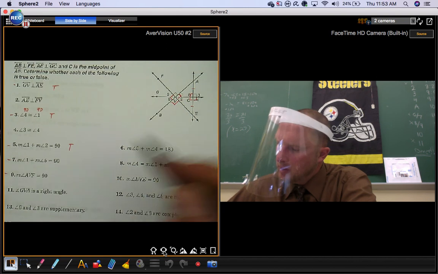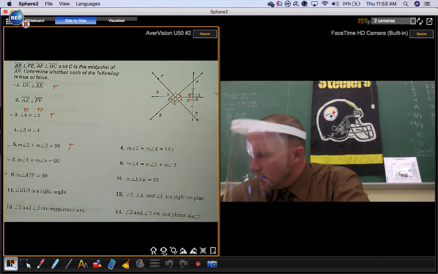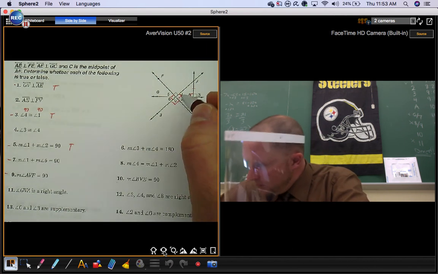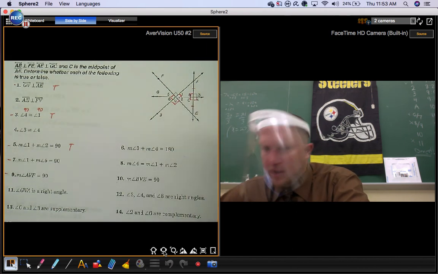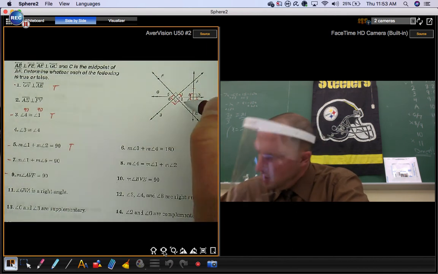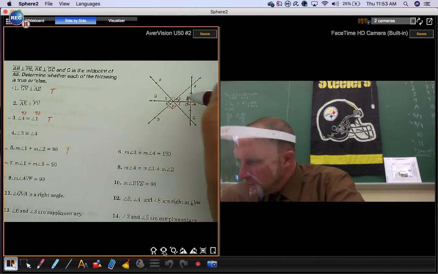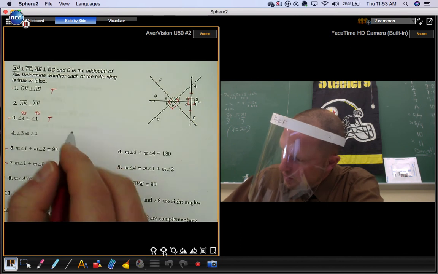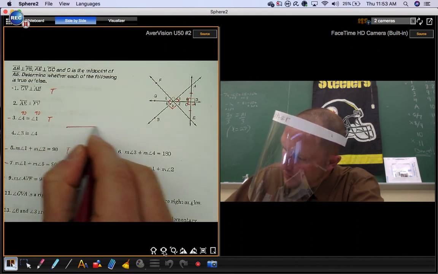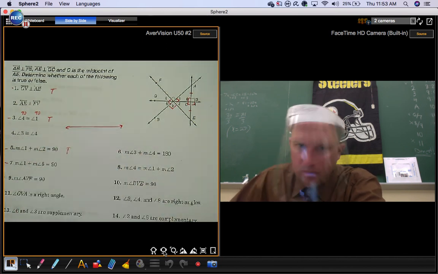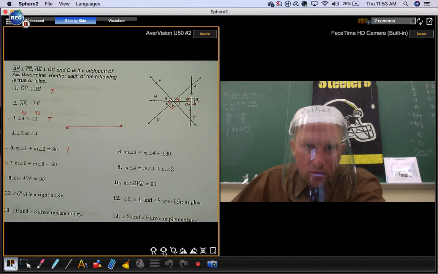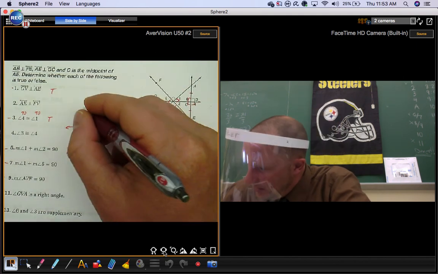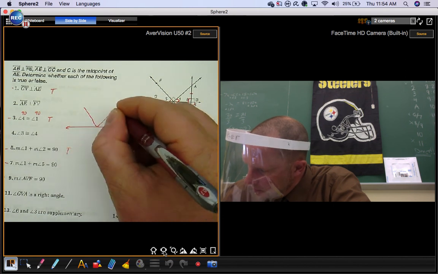Number 7, measure of angle 1 plus measure of angle 5. Do they add up to 90? Well, it doesn't show that they make a right angle. But here's some information that you know. I'm going to redraw part of the picture right here. That's a straight angle. Now I'm going to draw angle FVA right here.